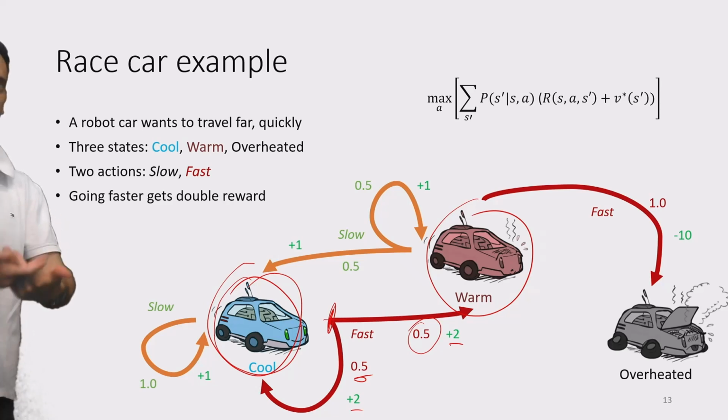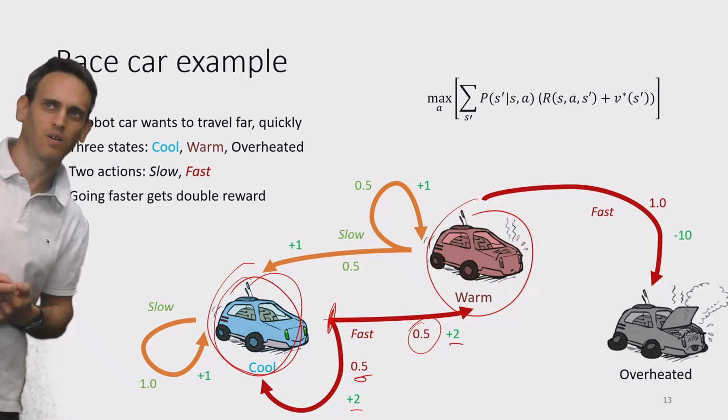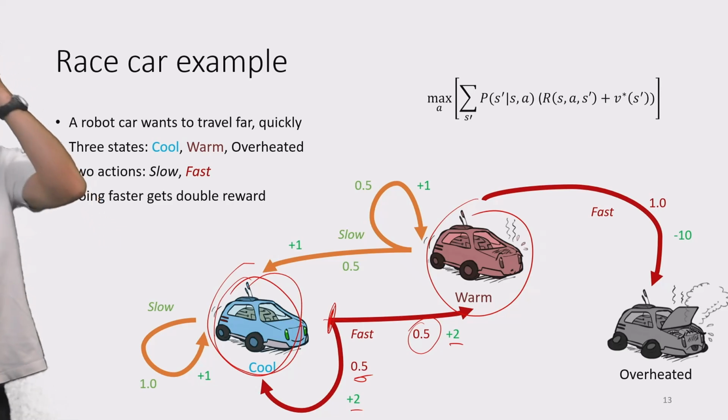So this diagram represents an MDP. You have all of the information required for an MDP, I guess all but the start state. So let's just assume that the start state is cool.